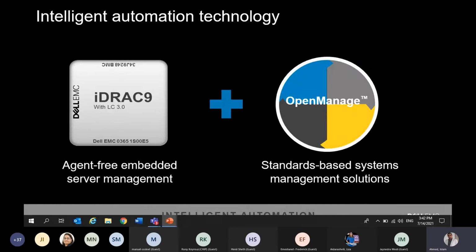OpenManage is a system management solution that helps automate many routine tasks as well as some complex tasks, so that you don't need to use manpower to do them. It's an agent-free embedded server management and standards-based system management solution. These two technologies together provide intelligent automation technology that will help reduce the manpower and give you automation for your system. And this comes by default with each and every PowerEdge series server.